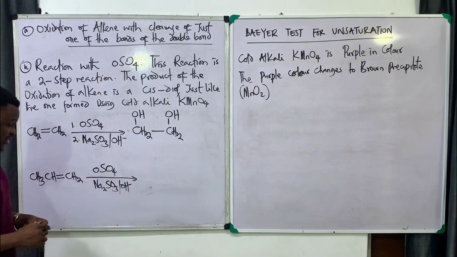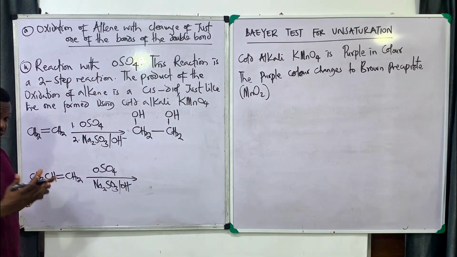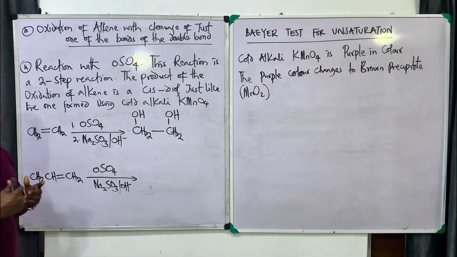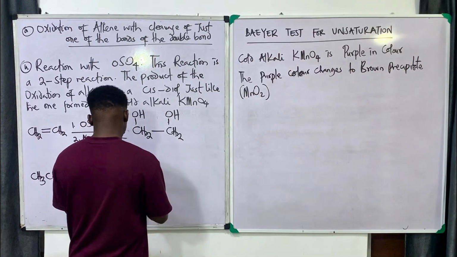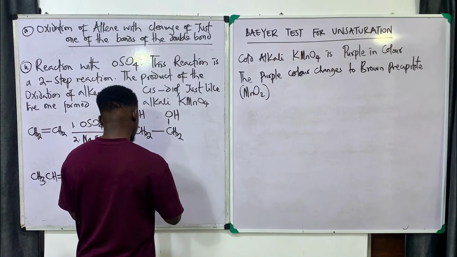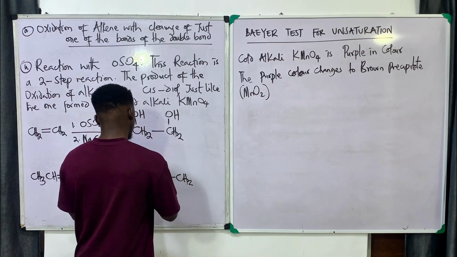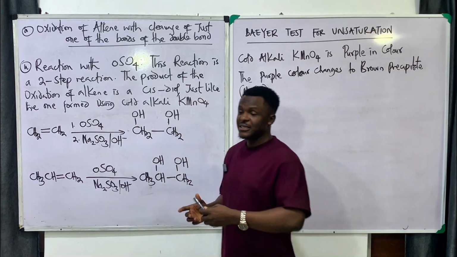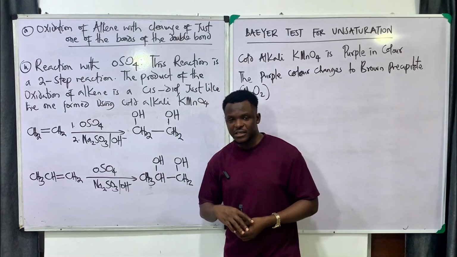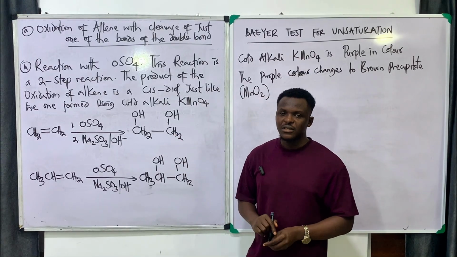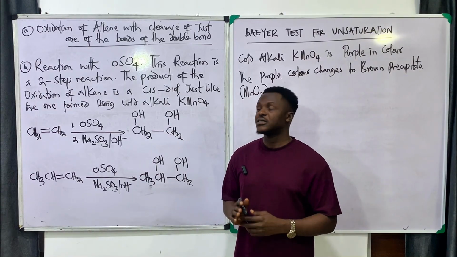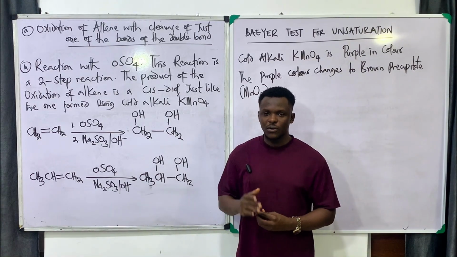Now if we have something like this, just like I did previously, one of these bonds will break, and of course once this bond breaks, OH comes here and will form a cis. So this becomes CH3 CH CH2. So you can see what we've got here, the same products just like we did previously, but with different reagents. So cold alkaline KMnO4 and osmium tetraoxide will give us an end product of cis-diol.